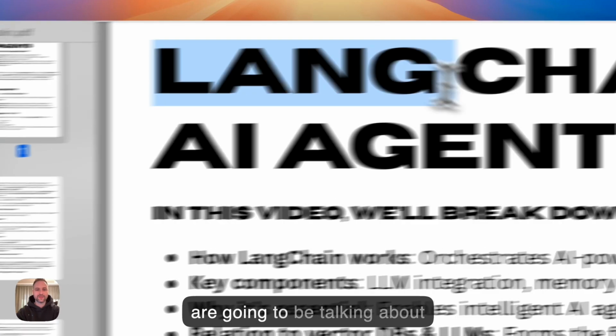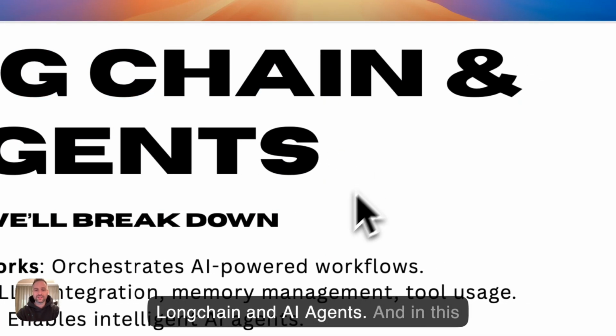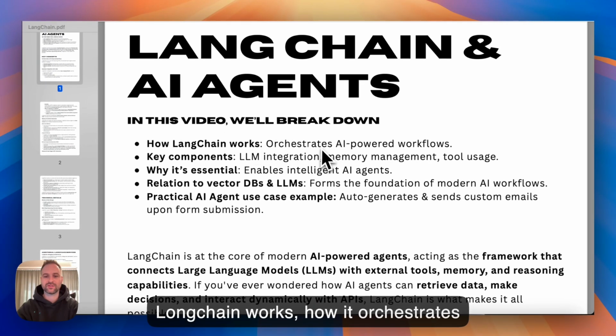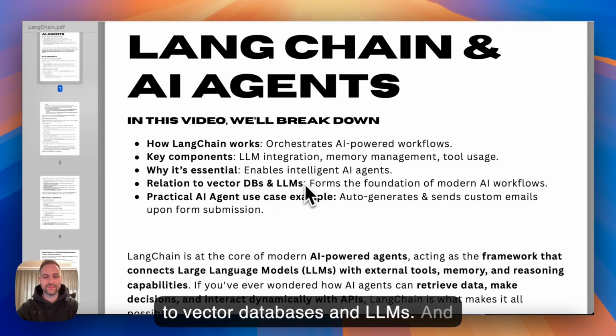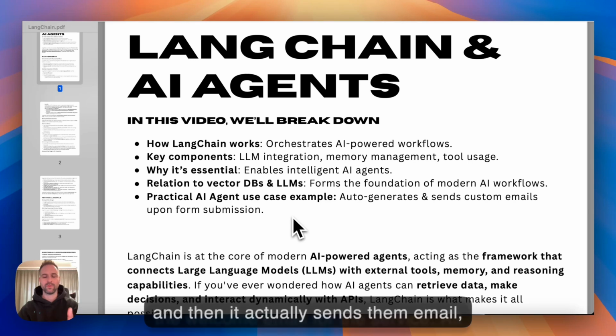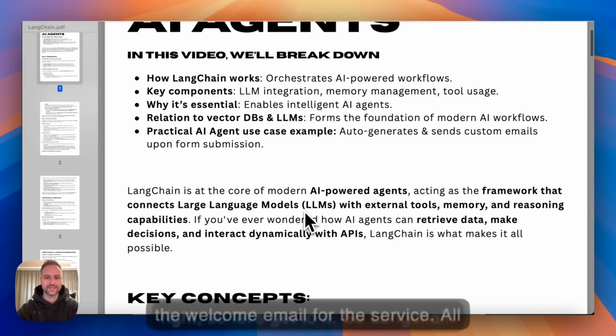So today we are going to be talking about LangChain and AI agents, and in this video we will break down how LangChain works, how it orchestrates AI-powered workflows, what the key components are: the LLM integration, memory management and tool usage, why it is actually essential, and its relation to vector databases and LLMs. And then in the end we will create a little AI agent which takes the data input by the user in the form, and then sends them an email, the welcome email for the service. All right, so let's get to it.